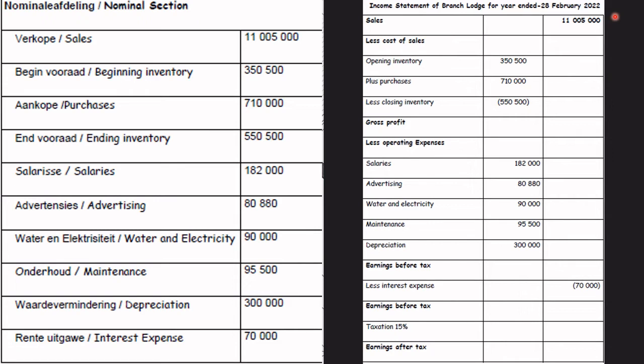We will copy in the information from the nominal section, like sales will be put with sales. Opening inventory, we put in purchases, cost of in closing inventory, which will give us our cost of sales amount. All of the information provided, like salaries, advertising, water and electricity, these we will fill in. Sometimes the interest expense will be given in the table with the nominal section, and sometimes it will be given in the question. Always make sure to add this information into your table as well.